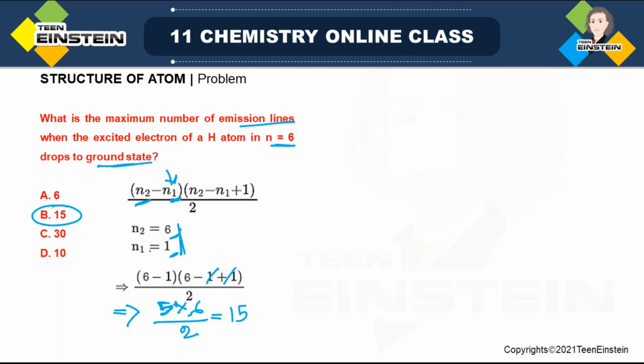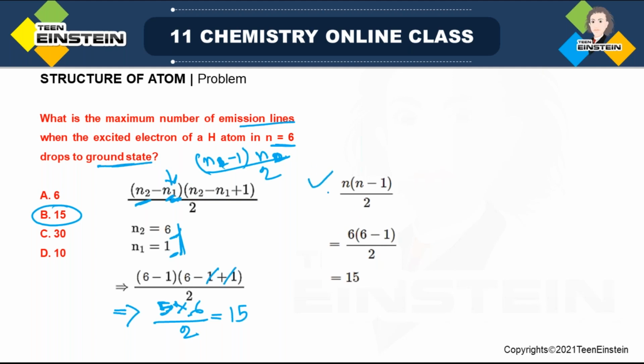If it is only for ground state, then this same formula will be reduced to a simpler formula, and you can easily understand how you are getting this, because n1 is always 1. So n2 minus 1 and n2 minus 1 plus 1, so it will be cancelled. So it is like this, divided by 2. So this is actually that formula. Now you don't have to write these two, and it is basically n into n minus 1 by 2.